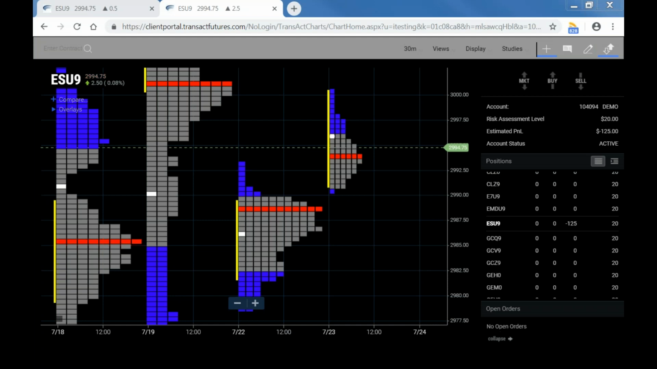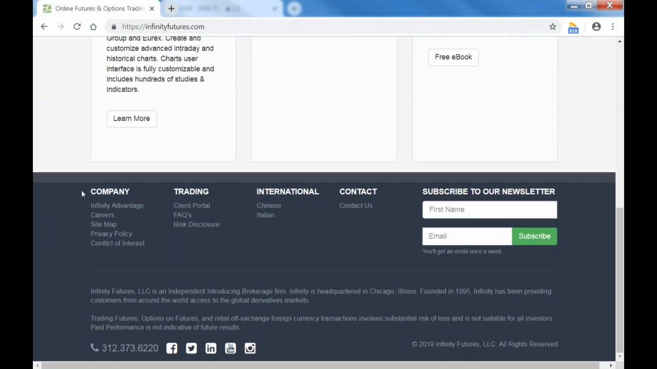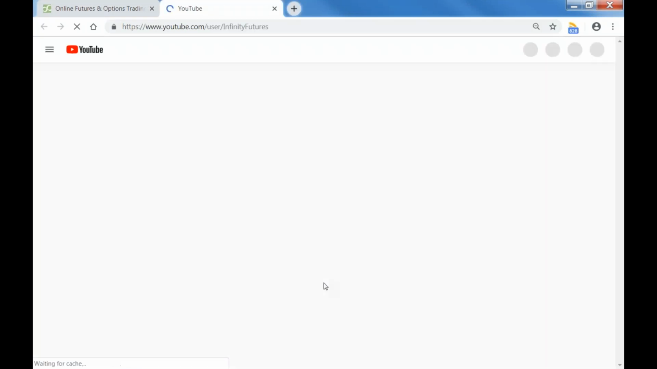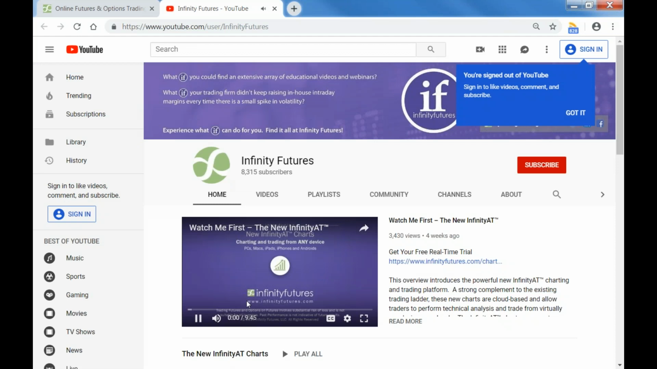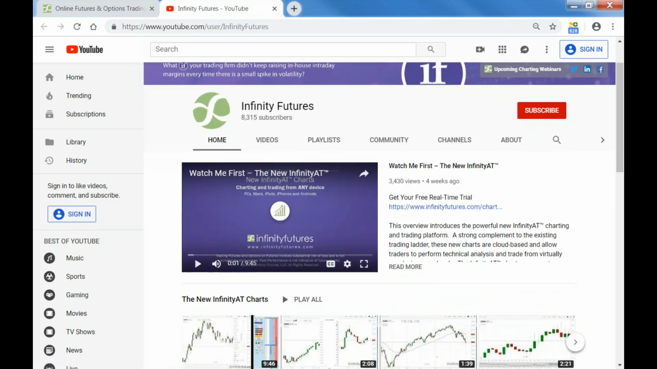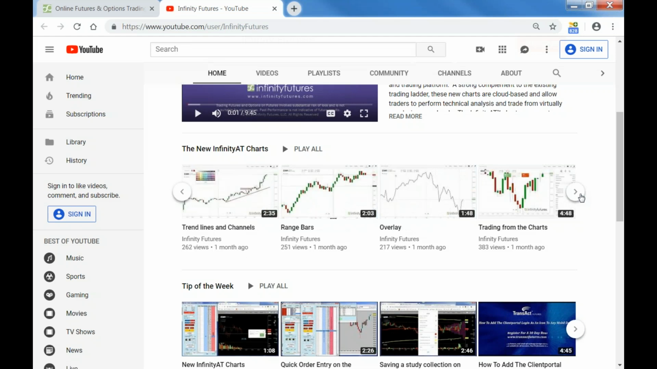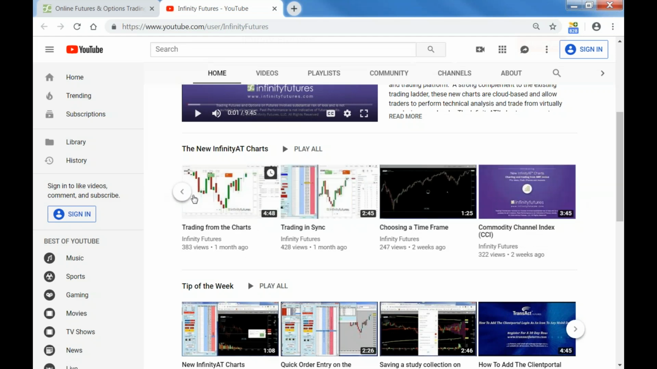Again, let me move all these windows out of the way and pull this over. So to get to our YouTube channel, and this could help a lot also, scroll all the way to the bottom. You'll get this little tiny YouTube icon. Go to infinityfutures.com, scroll to the bottom and get the icon, or just go to YouTube and type in Infinity Futures, and you're going to get our YouTube channel here. We have a Watch Me First video, which is an introduction to the new charts. And then we have a playlist, New InfinityAT Charts, which gives you some how-to videos. They're short little videos. They're not real long, on how to do different things.